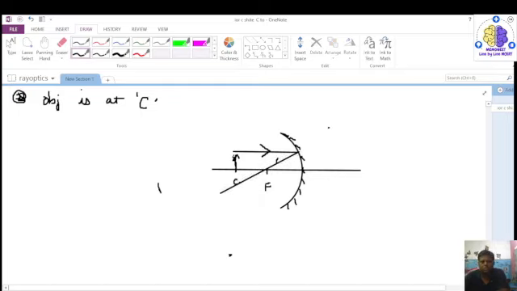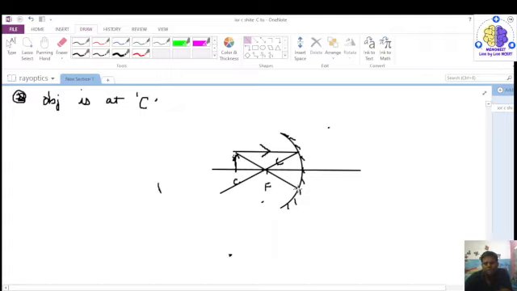This is the reflected ray, right? Now let's take another ray. Let this ray be a ray which is passing through the focus. So this ray is passing through the focus. So a light ray which is passing through the focus after reflection will travel parallel to the principal axis.